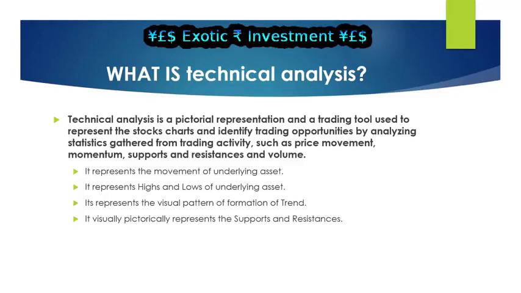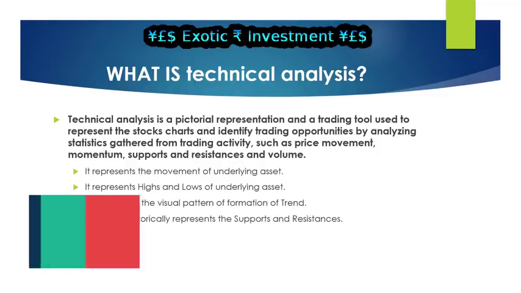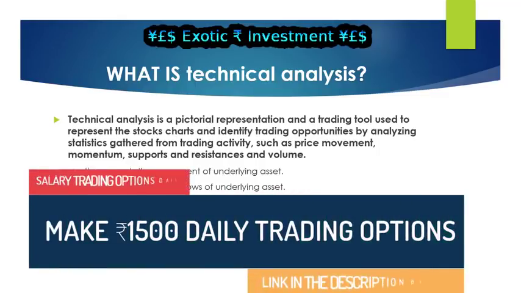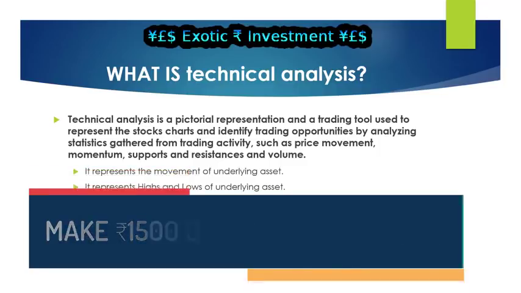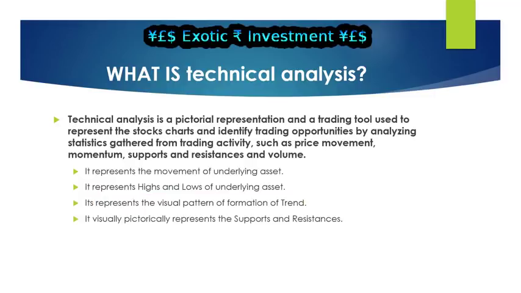Okay, so it represents the underlying asset's chart, whatever you choose, whether it is an index, a stock, or a commodity, it does not matter. It has the underlying asset's chart and identifies trading opportunities by analyzing the statistics gathered from the trading activity, such as the price movement, the momentum, the support and resistances, and the volume. This is the definition of technical analysis which I have framed. I have given the required things which actually make sense according to me.